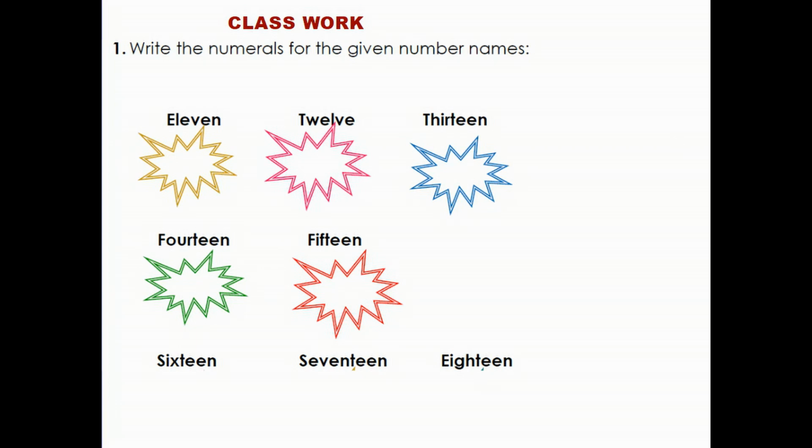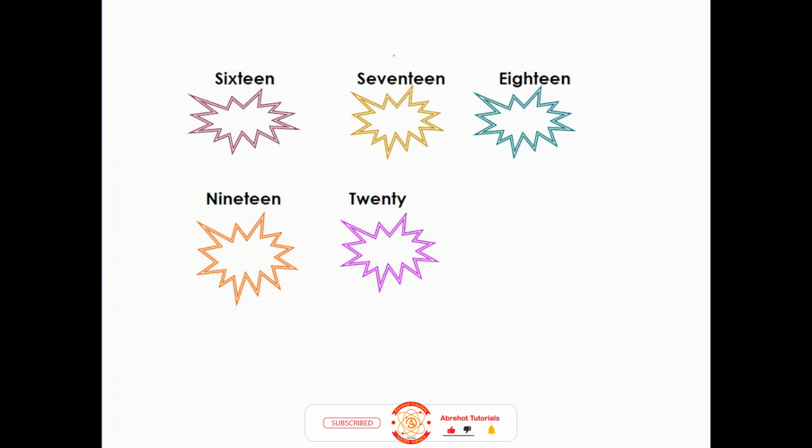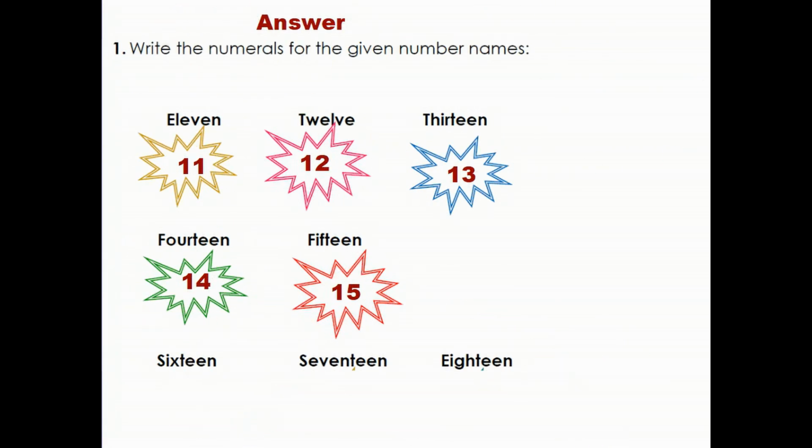Alright students, I hope you completed your classwork. Have you finished? Good. Now let's see the answers and compare. The first symbol of the number name is 11. That is 1, 1, 11. What's given next? 12, which is 1 and 2, 12. And 13. How do you write 13? 1, 3, 13.